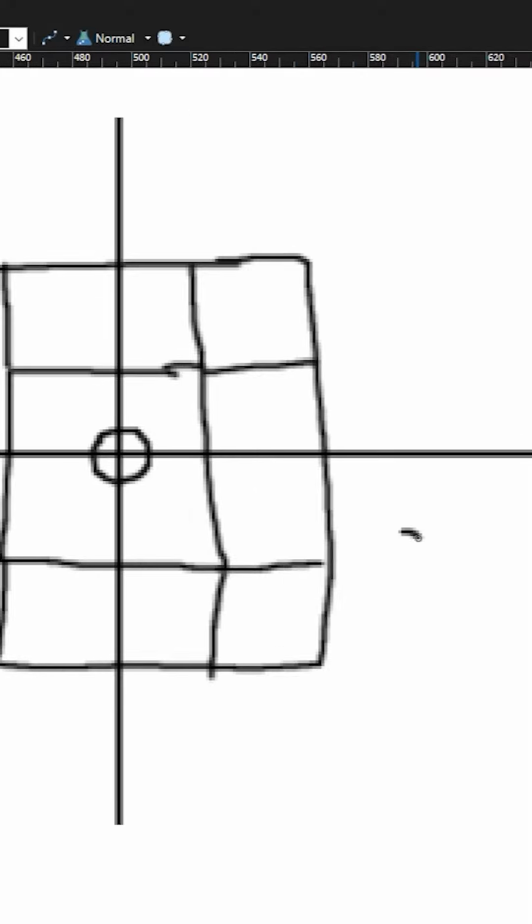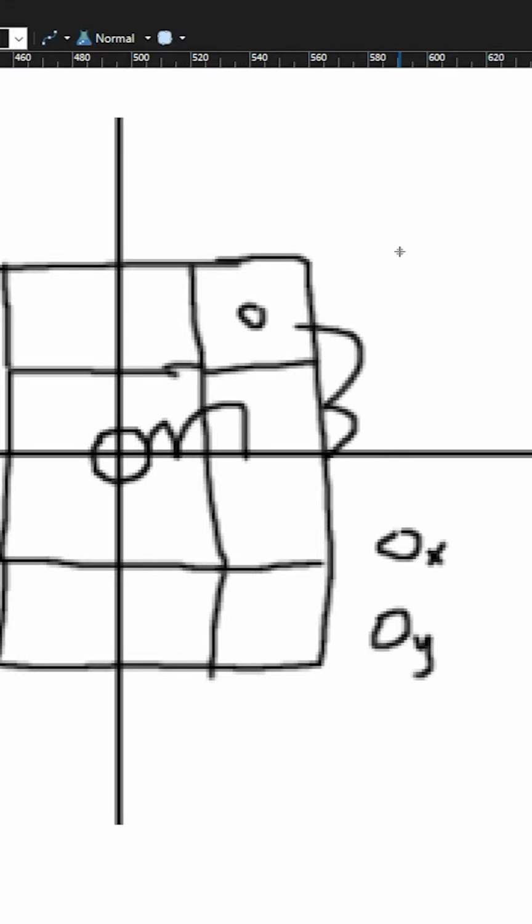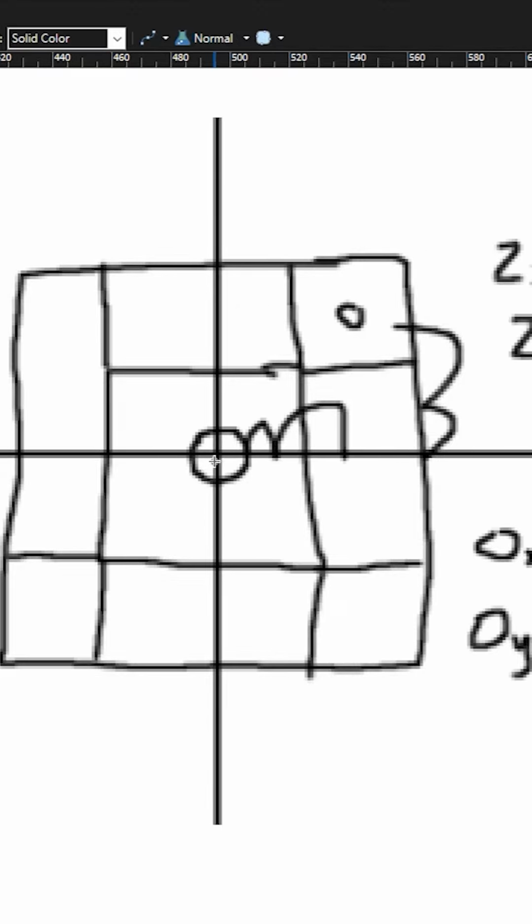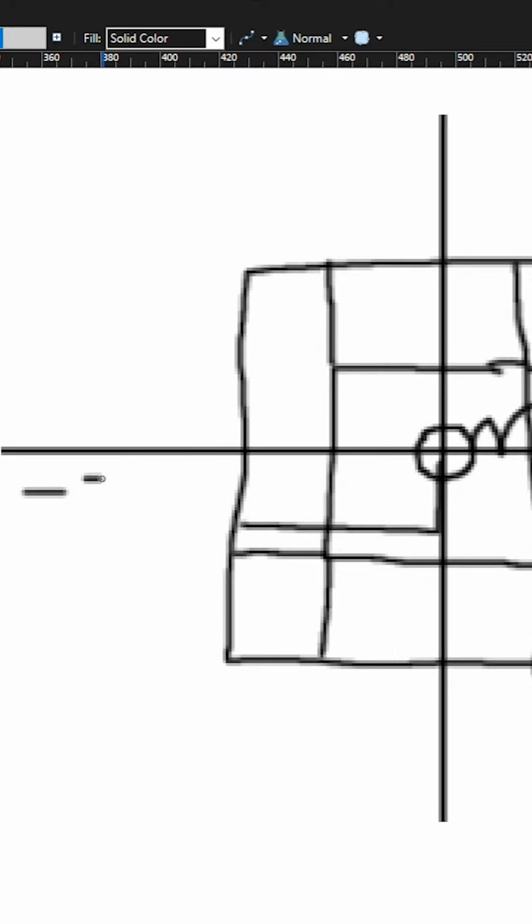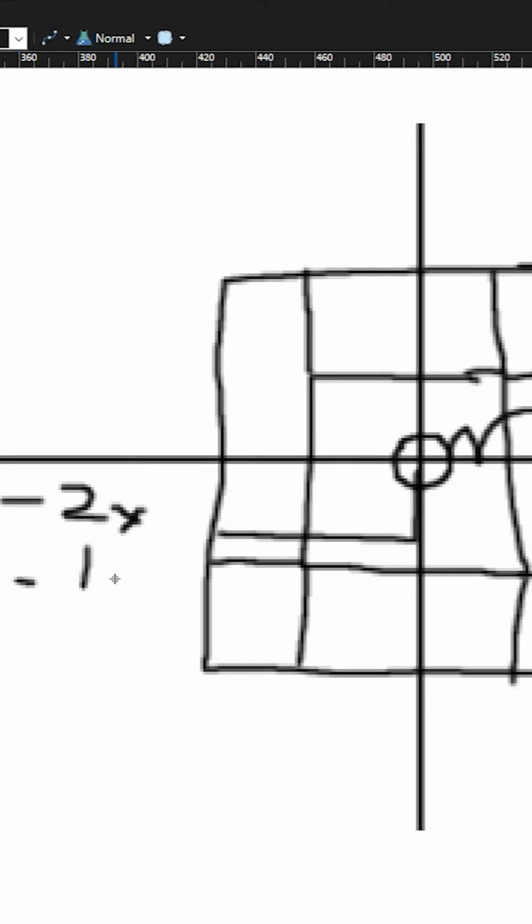Right here, we're at 0x and 0y. But if we move to here, we've moved over 1, 2, and then up 1, 2. So now we're at 2x and 2y. And of course, you can then move to the left or down by going negative. So if I move down 1 and left 2, we're at negative 2x, negative 1y, and we'd be in this position. This is the basic idea behind a grid, the Cartesian 2D plane that you'd be working on.